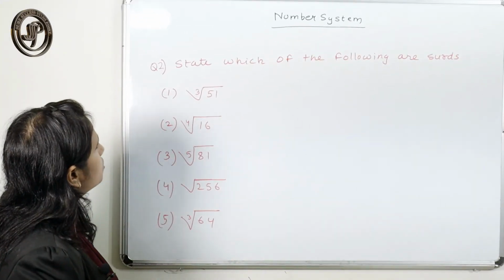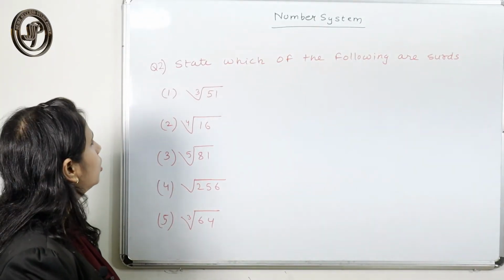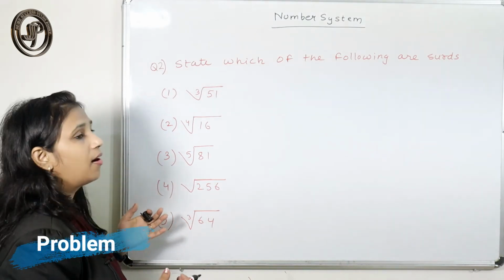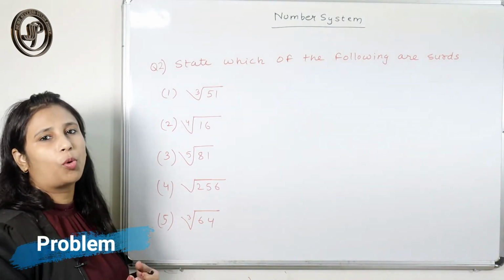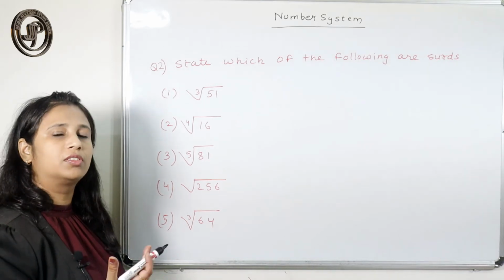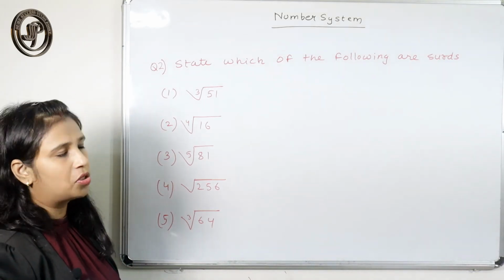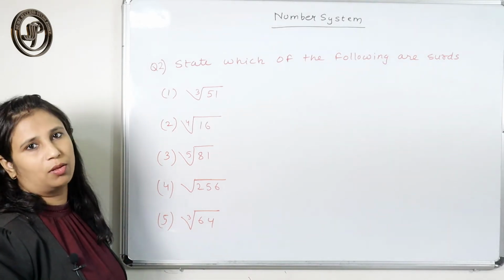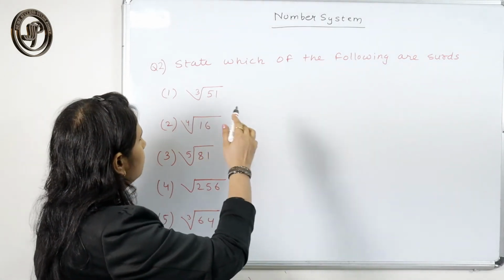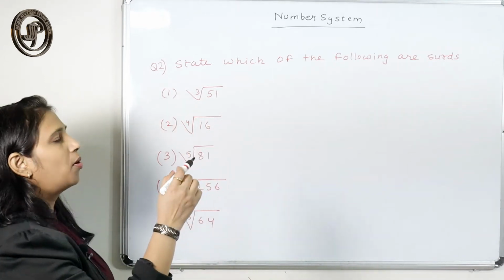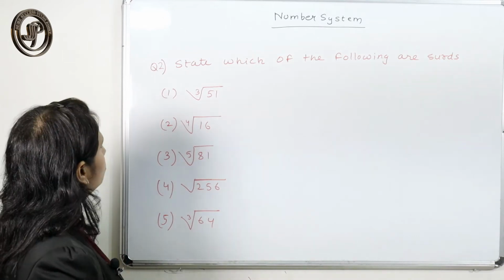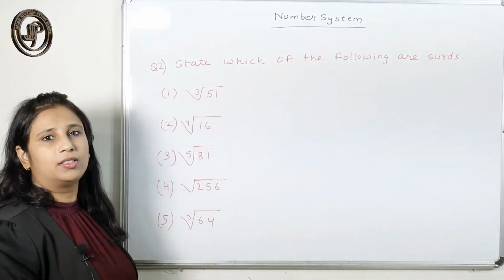So one more question, state which of the following are surds. So here you have to find which of the following are irrational numbers or which of the following are surds, because if it is a surd, then it should be an irrational number. So you have to find which are rational numbers or which are irrational numbers. Sometimes the question comes in this way, state which of the following are rational or irrational numbers. So if it is surd, then it is an irrational number.